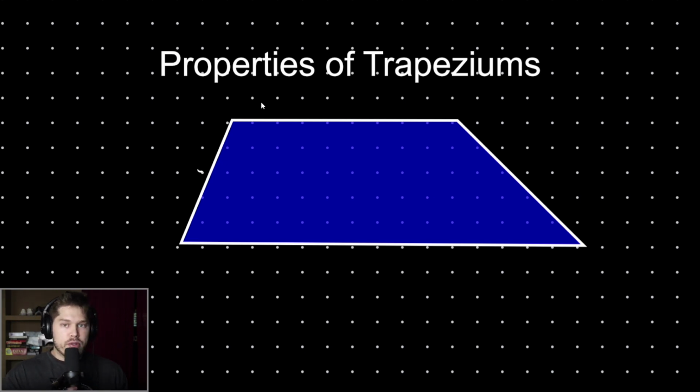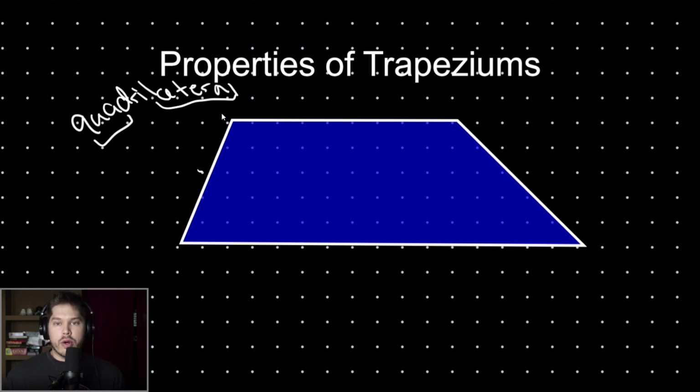First of all, a trapezoid is a specific type of quadrilateral. Now a quadrilateral is a four-sided polygon. Quad literally means four and lateral means line, so the word quadrilateral literally means four lines. And a trapezium is a special type of quadrilateral that has one pair of parallel sides.